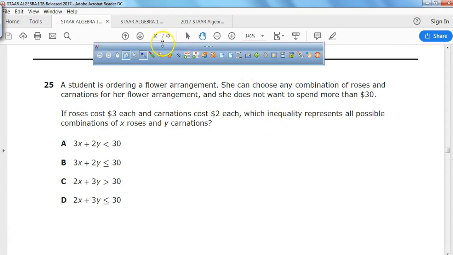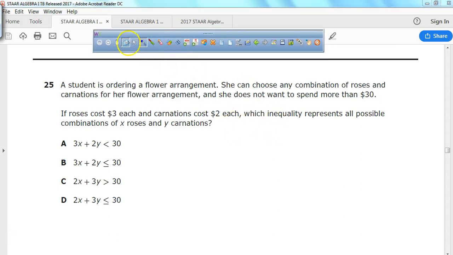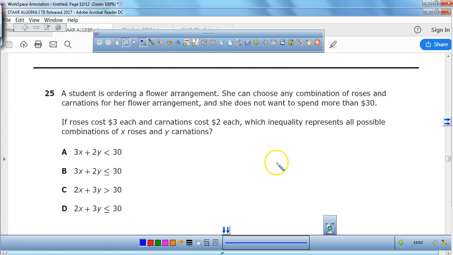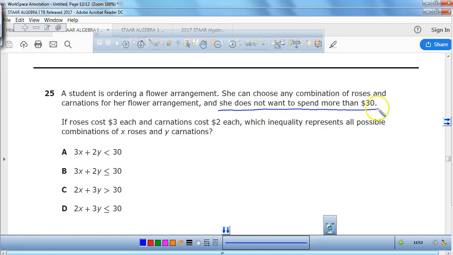All right, last problem of the day. Problem number 25. Here we go. It says, a student is ordering a flower arrangement. She can choose any combination of roses and carnations for her flower arrangement. And she does not want to spend more than, ooh, that's important, more than 30. Can't you spend 30? Sure. Can't you spend more than 30? No. So anytime you see no more than, that's going to mean less than or equal to.